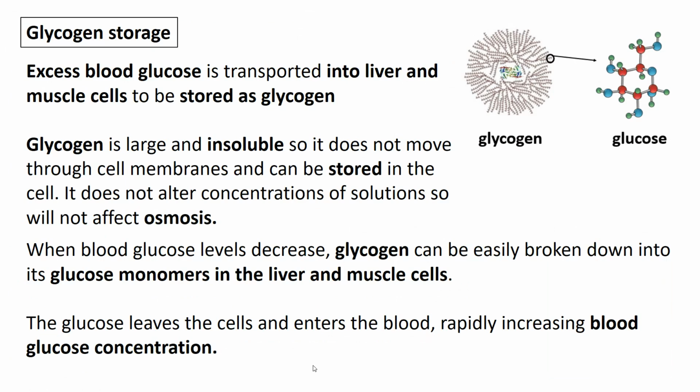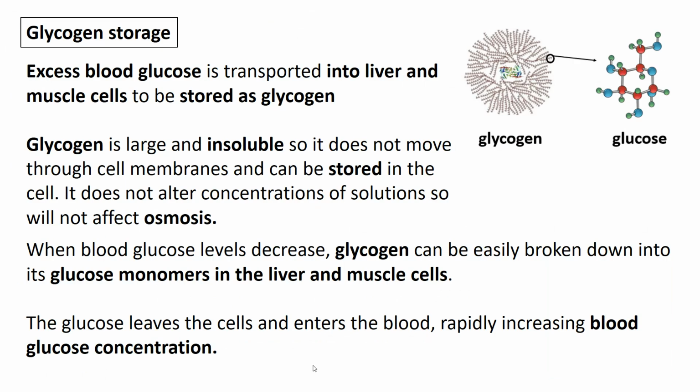And that's why we need to store glucose as glycogen. If there's excess blood glucose, the liver and muscle cells can store it as glycogen. Glycogen is large and insoluble. It doesn't move through cell membranes. It can be stored, and because it is insoluble, it doesn't affect osmosis.